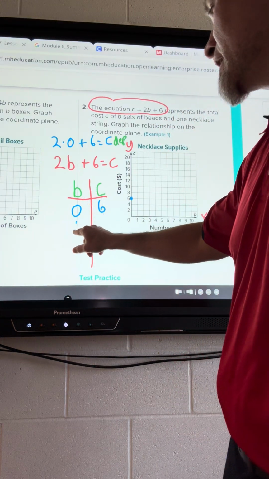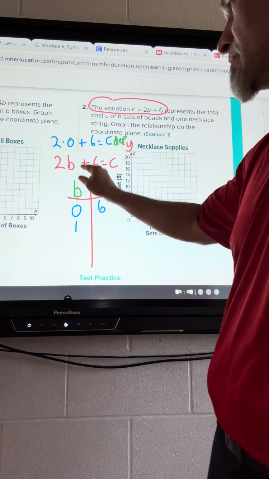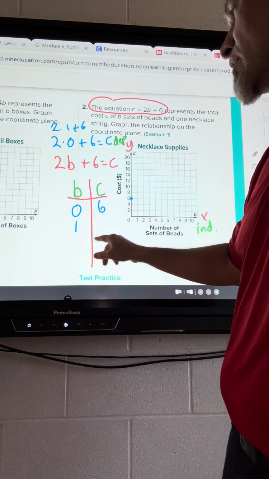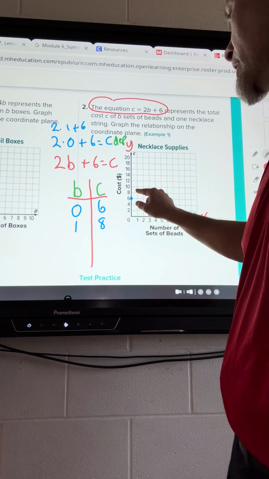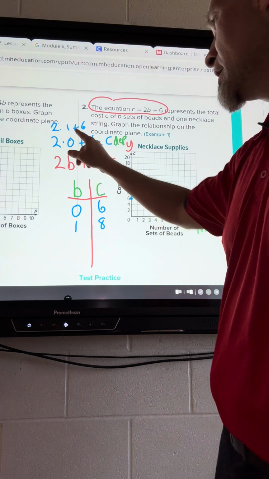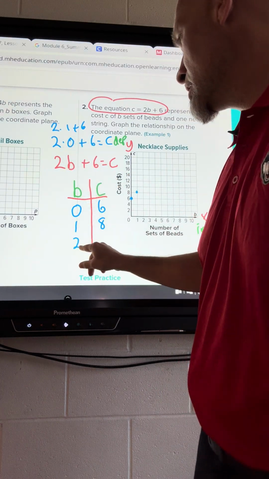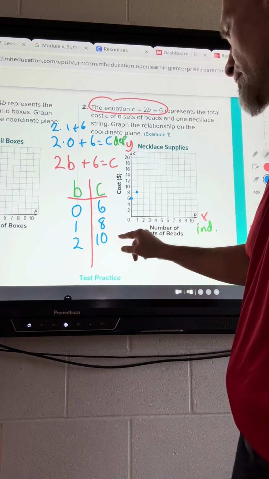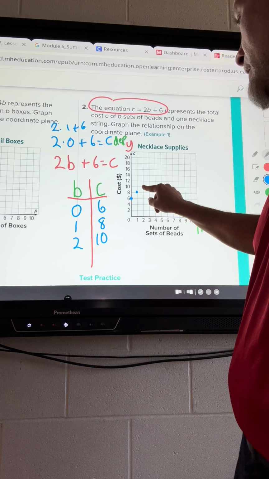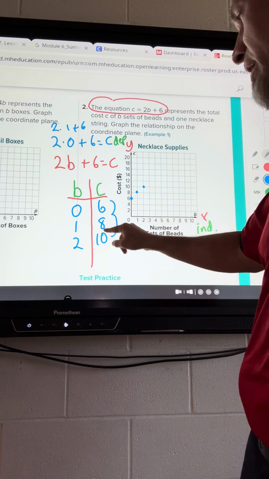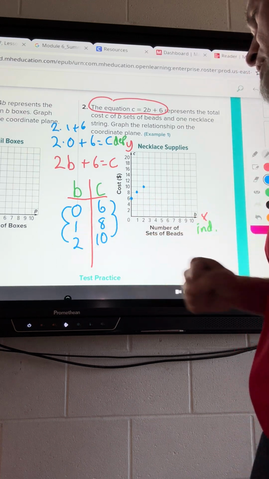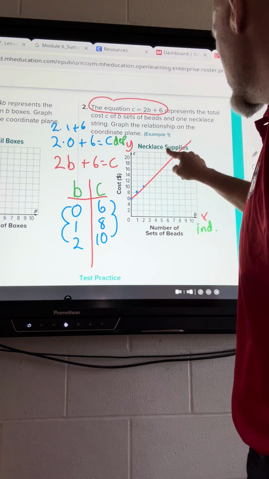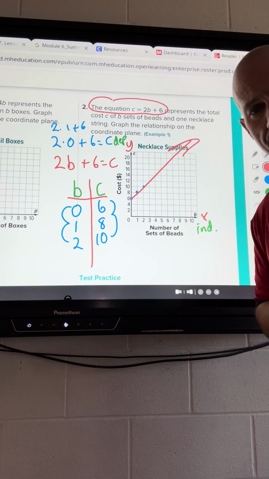Now, if you bought one box of beads, it'd be 2 times 1 plus 6. So that would be 8. So it would be 1 and 8. And then 2 would be 2 times 2 plus 6 is 10. Okay, so 2 and 10. And notice we're going up by 2 each time. This is going up by 1 each time. And then our connecting line would look like that.